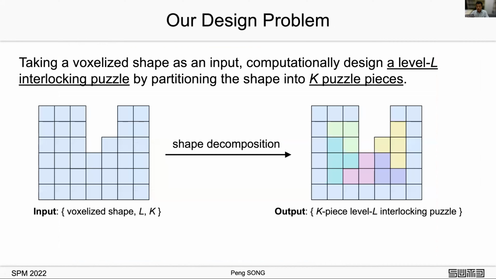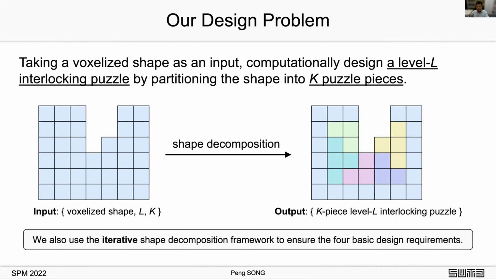Our design problem can also be formulated as a shape decomposition problem. Taking a voxelized shape as an input, we computationally design a level L interlocking puzzle by partitioning the shape into K puzzle pieces, where the voxelized shape, L and K are specified by users. Note that we also use the iterative shape decomposition framework to ensure the 4 basic design requirements.